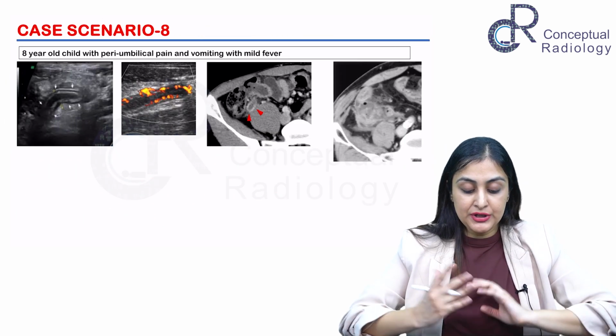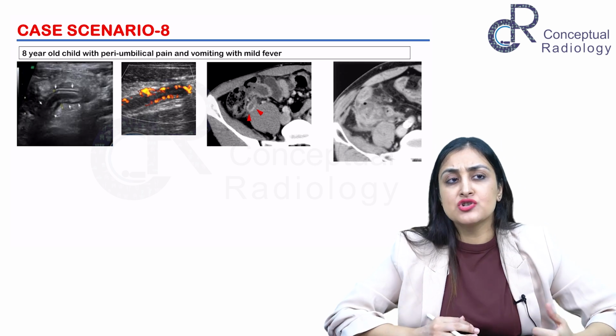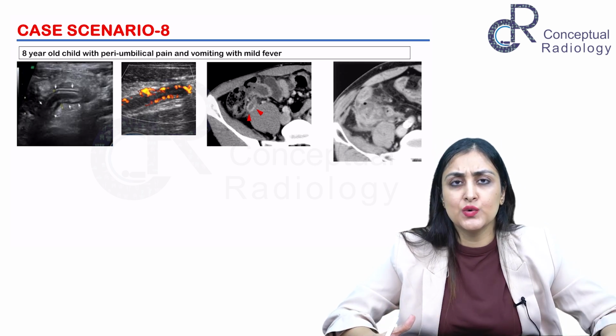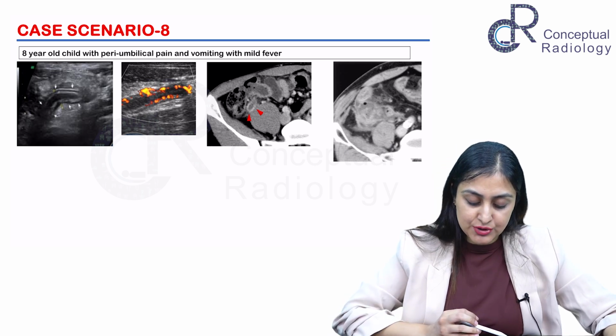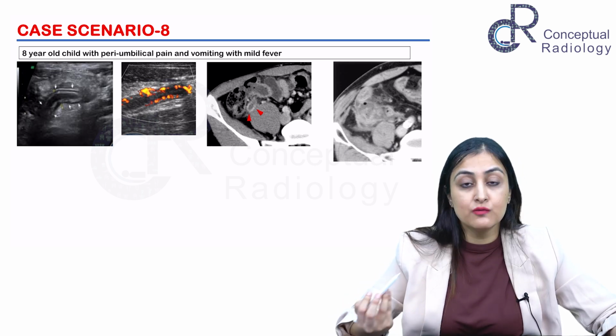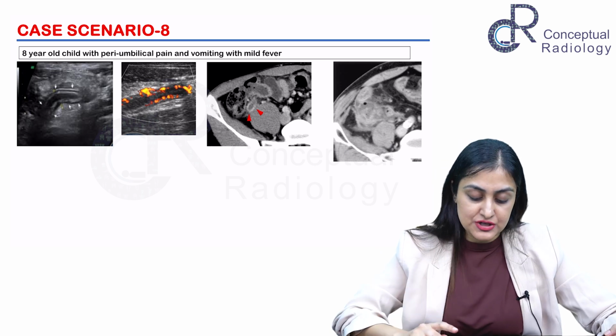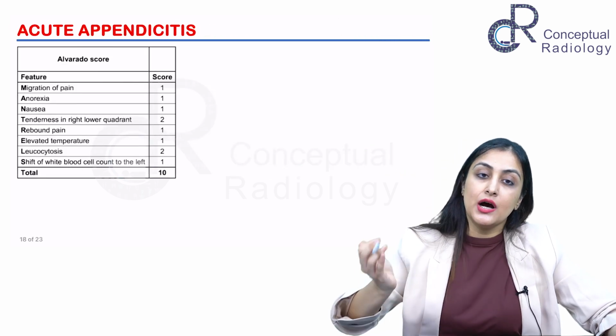Now talking about older children, something which we frequently see in either middle-aged adults or in older children. We have an 8-year-old child with periumbilical pain, vomiting, mild fever, start to think of acute appendicitis.